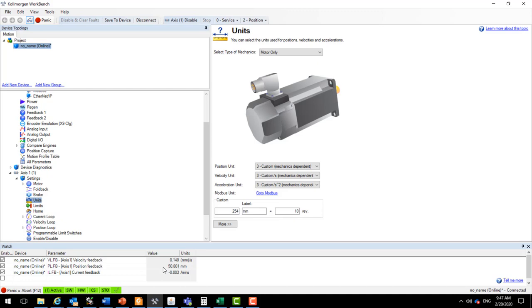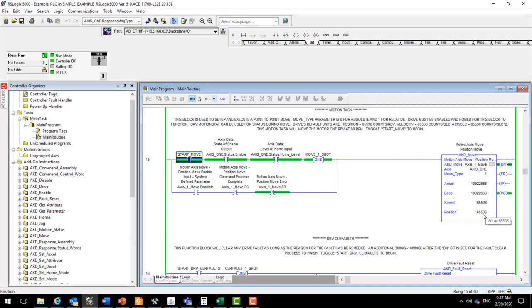So you can see in this demonstration that regardless of whether you use best practices and make Workbench units consistent with Ethernet IP scaling, or you elect to deviate from that and scale it using other units, you still have to convert real world units in the PLC to Ethernet IP counts, or counts per second squared.